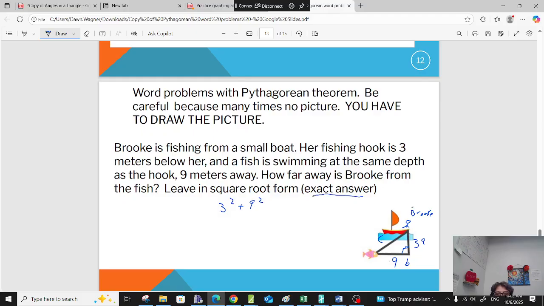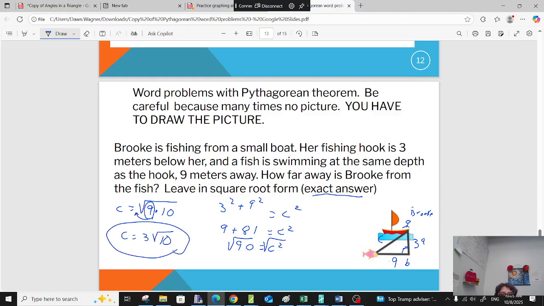And it says exact answer equals C squared. So 9 plus 81 is equal to C squared. 90 is equal to C squared, not decimal. Exact answer means that I look for the largest perfect square factor, which in 90 would be 9, right? The square root of 9 is 3. So C is equal to 3 square root 10. And that's in meters.